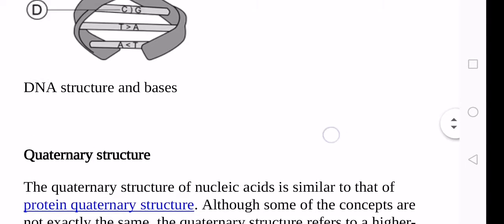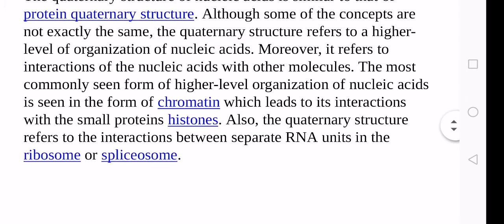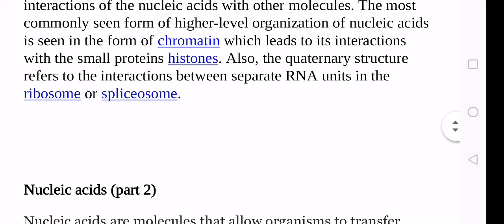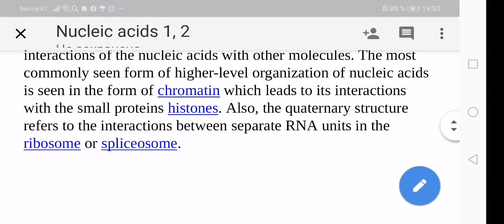Tertiary structure you can see in this picture, and quaternary structure is like a nucleotide. So, thank you for your attention.